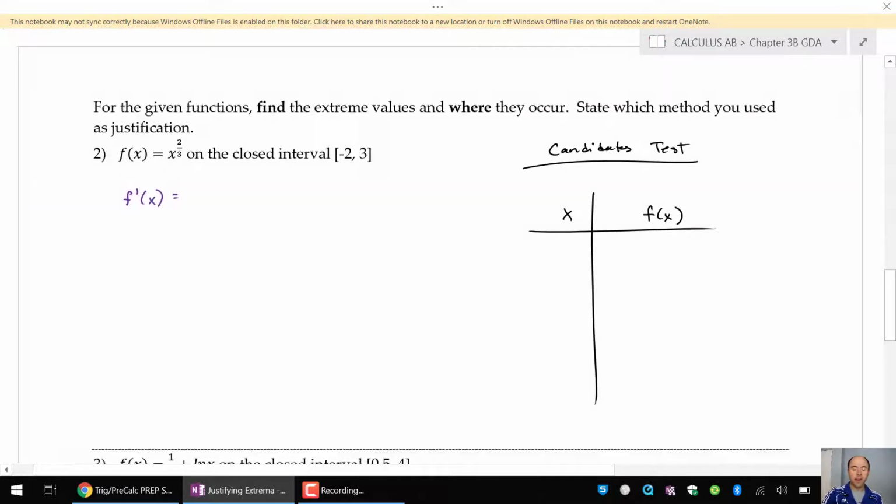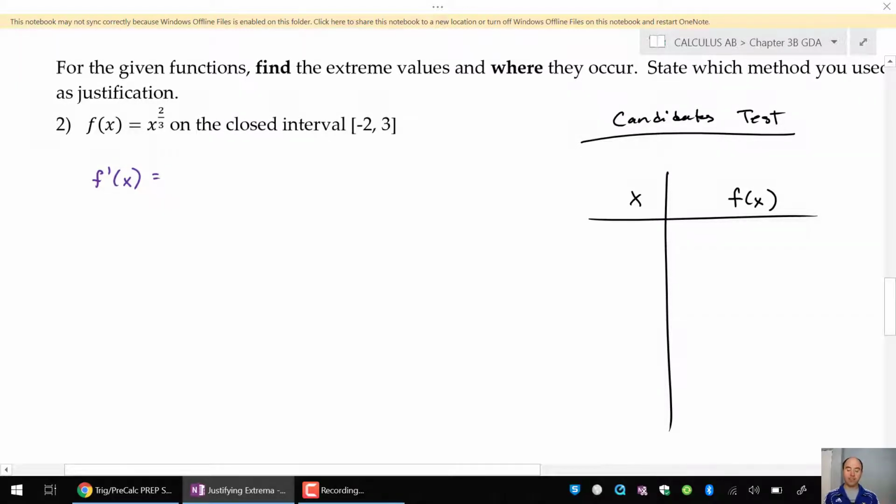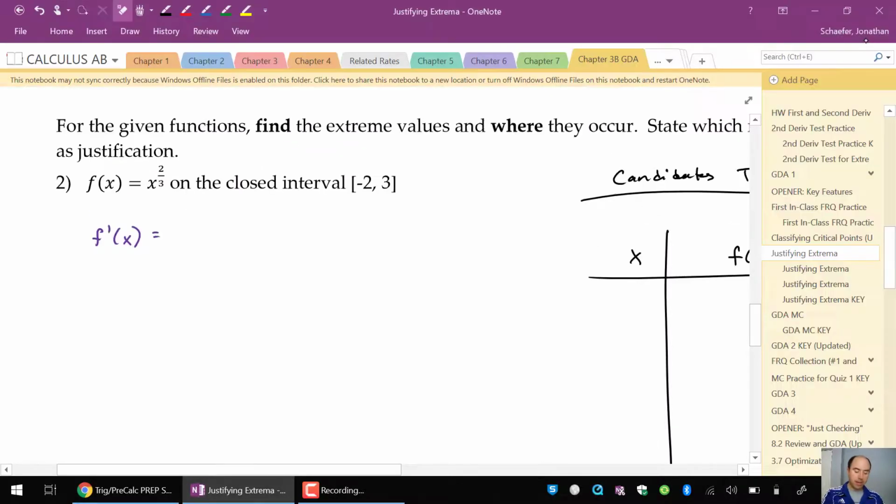So here's a new function, and I'll work it out with you. You feel free to pause the video and try it on your own if you wish. Number 2 on this activity says, for all of these, to find the extreme values and where they occur, and then to state which method you use. Well, I have here x to the power of 2/3 as my function, and the interval is closed from -2 to 3. I'm going to probably use the candidates test here because of the closed interval fact.